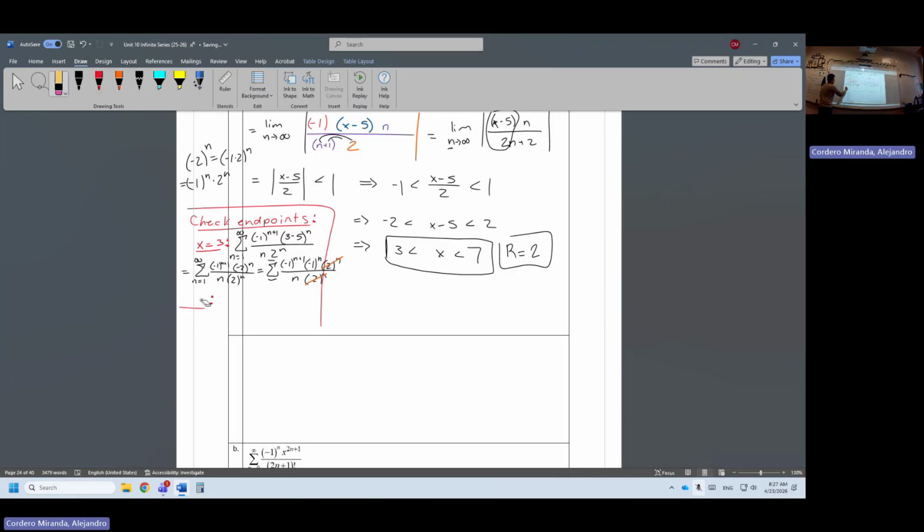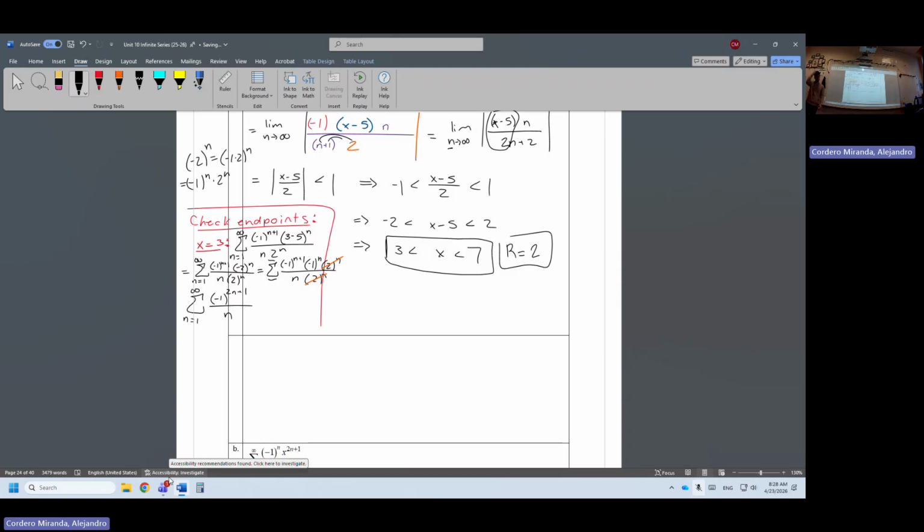So I'm going to need even more room. Sorry, for x equals 3, I'll need another line here that says the series from n equals 1 to infinity of negative 1 to the, here's me adding the powers, n plus 1 plus n. 2n plus 1. Yeah, right? 2n plus 1. Yes, n plus n is 2n, plus 1.